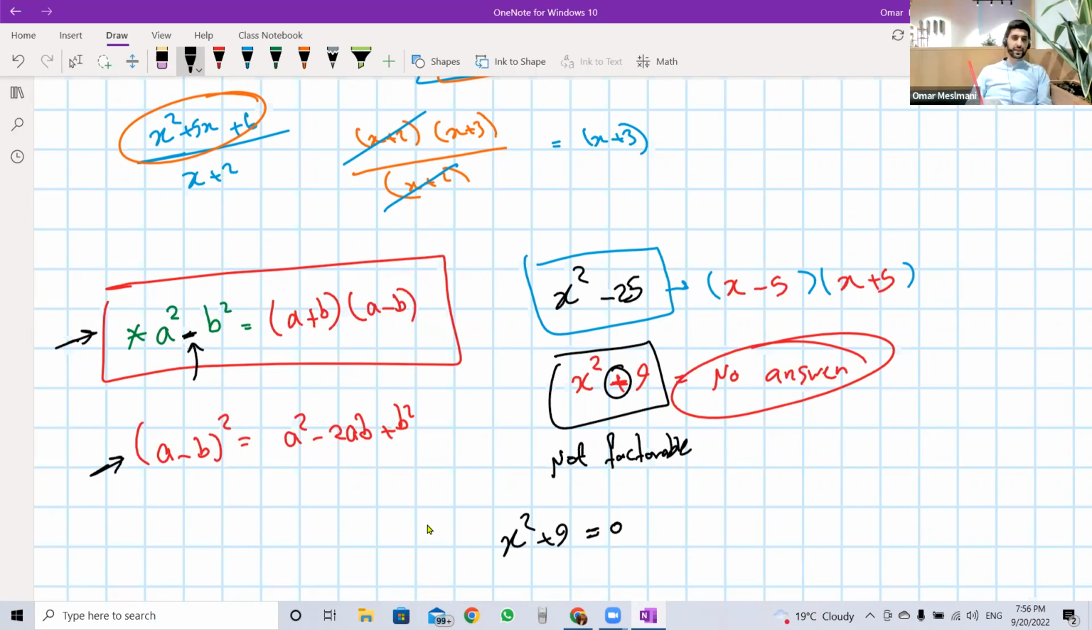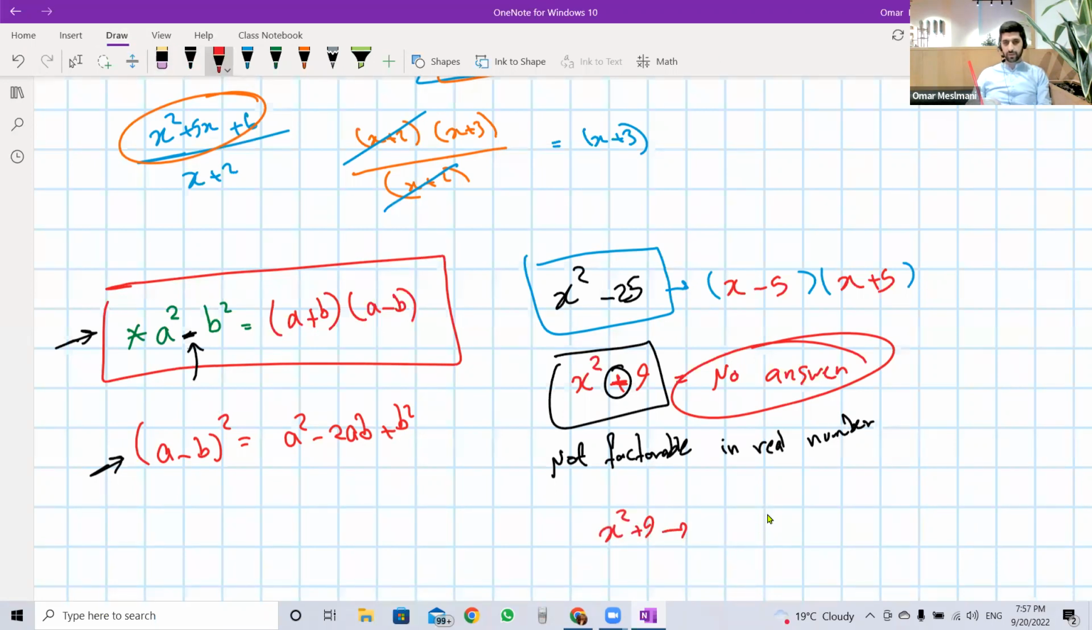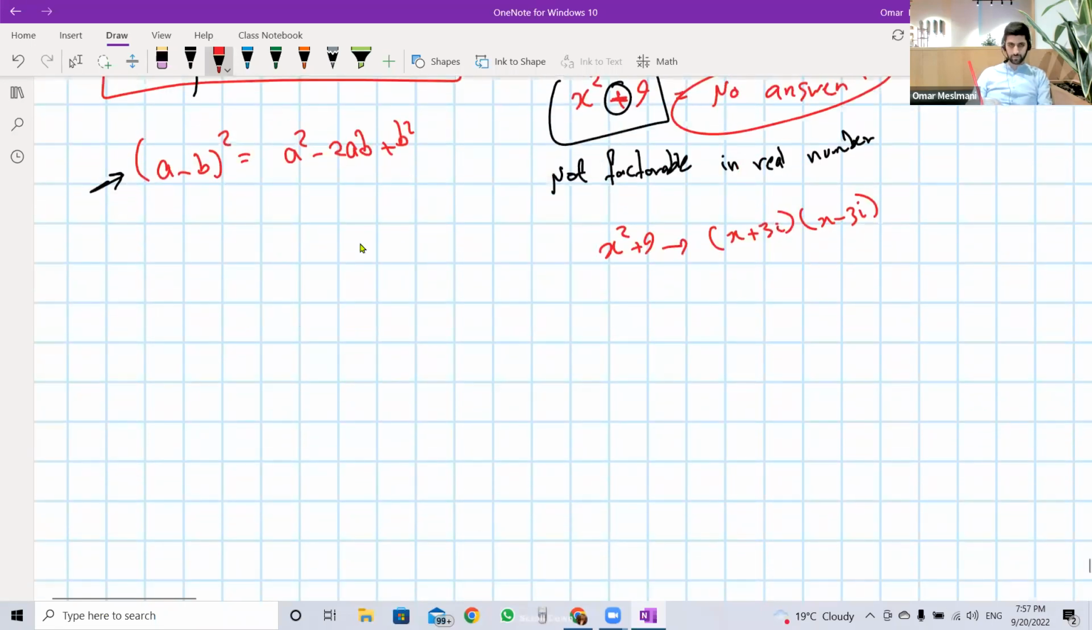Basically, it's not factorable in real numbers. I don't know if you're familiar with complex numbers. This one can be factored by complex numbers. I don't know if you know it. Like this one, x squared plus 9 is going to be x plus 3i, x minus 3i. Imaginary numbers, exactly. But for now, not. Are we good? Yes. Can we write this?